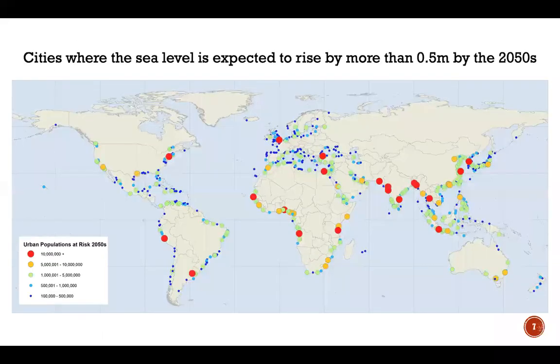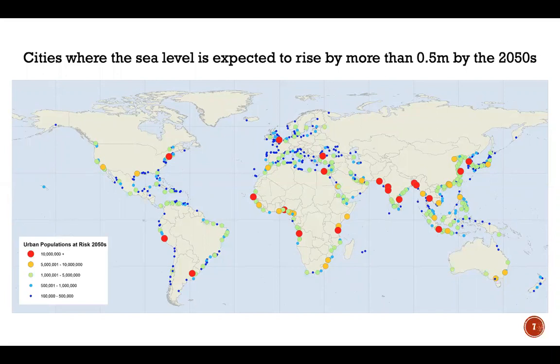But it's obviously not just the UK that's affected by coastal storms. With climate change, sea levels are going to rise and storms are going to increase in strength and frequency. And on this map, you can see the cities where sea level is expected to rise by more than half a meter by the 2050s. And it's pretty much most of the major cities, or a lot of the major cities of the world.